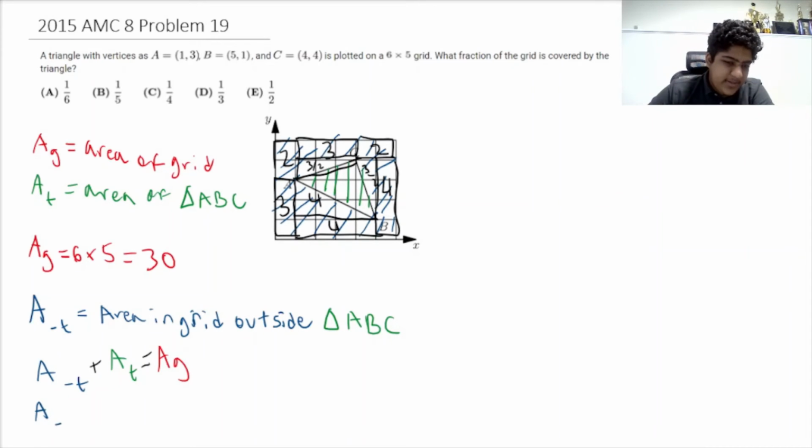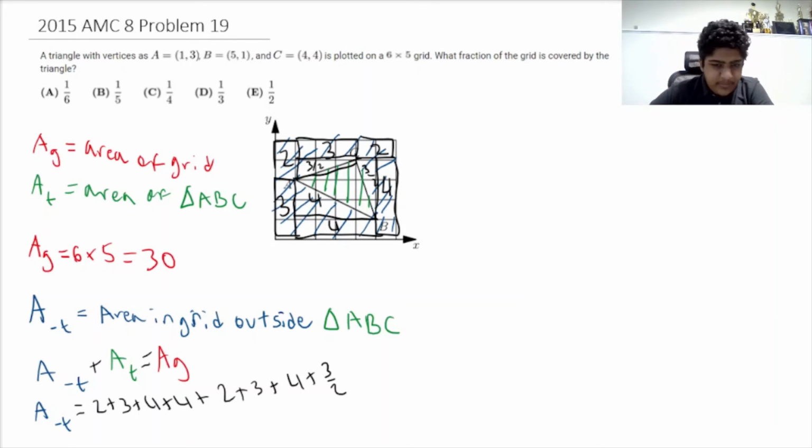So A sub negative t is going to be equal to 2 plus 3 plus 4 plus 4 plus 2 plus 3 plus 4 plus 3/2 plus 3/2. And this is just equal to summing all of this. We have 2 plus 3 is 5, plus 4 is 9, plus 4 is 13, plus 2 is 15, plus 3 is 18, plus 4 is 22, plus 3/2 plus 3/2 is going to be 25.